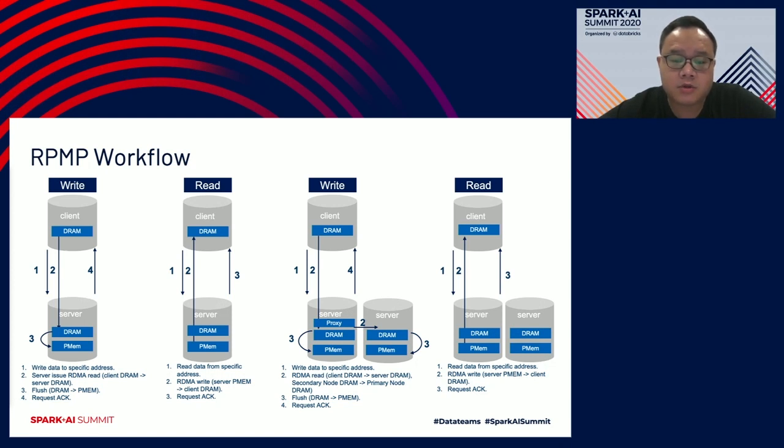On the distributed mode, it's a little different. When the data is written to node 1's DRAM, it will issue an RDMA write to the second node to replicate the data, and then the second node will flush the data from its DRAM to its PMEM. In the distributed mode, even on the read path, the second node will not be involved if the primary node is still living.